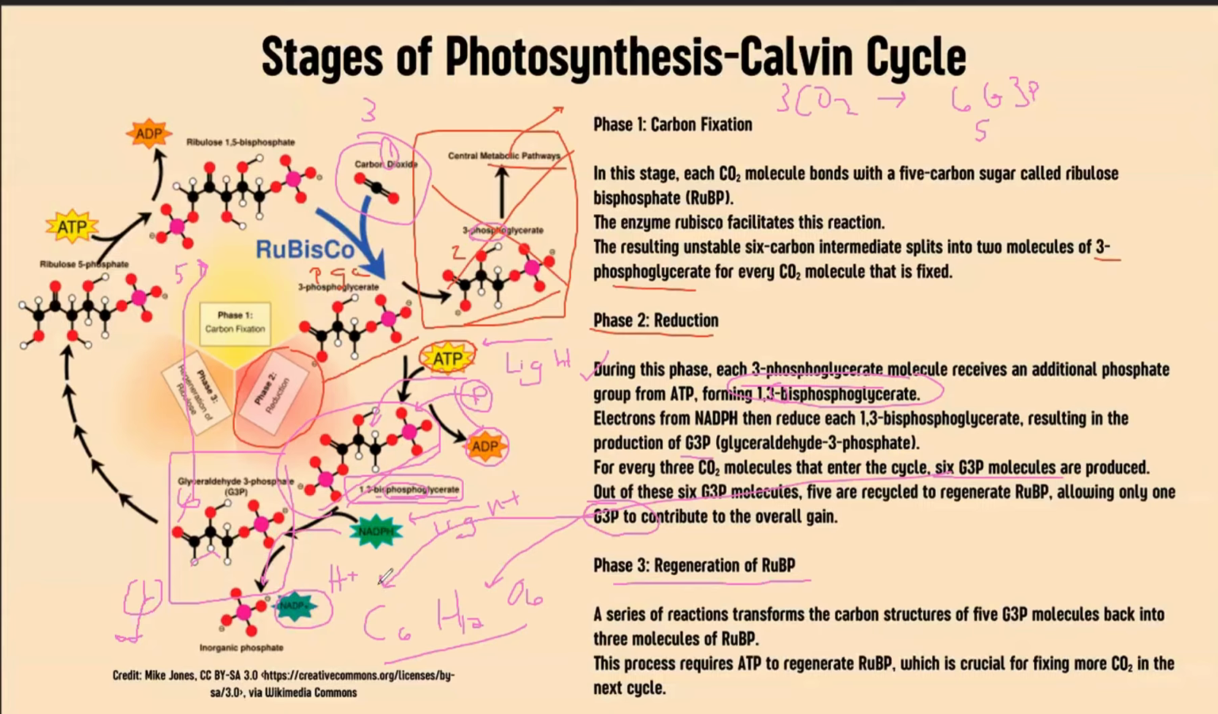That's just a little side note, but for now, when we're ending reduction, what we're saying is that out of the 6 G3Ps, we're sending 5 to recycle over to create the RuBP from this molecule, and 1 is being released to then create this sugar molecule, and that is going to be released as a product.